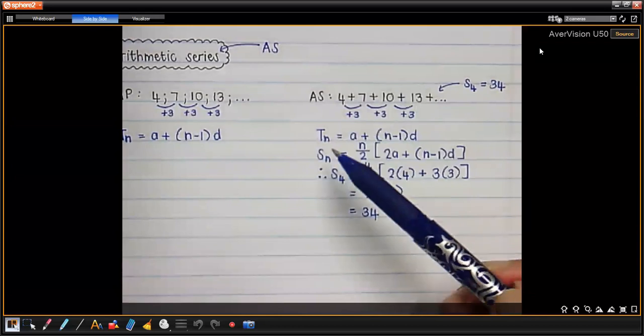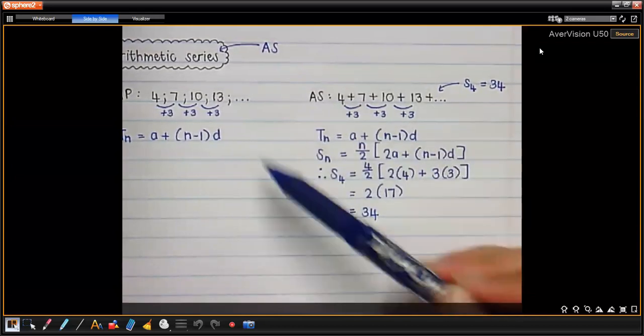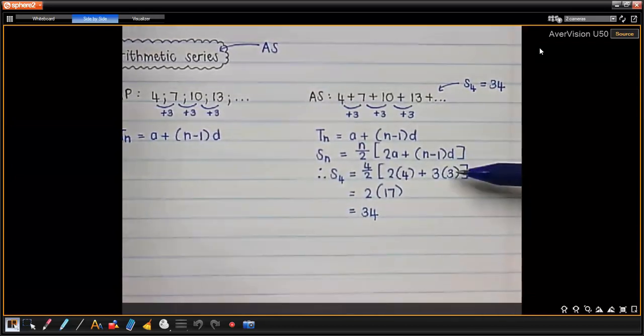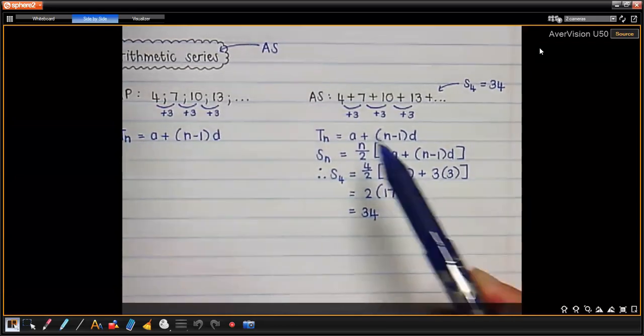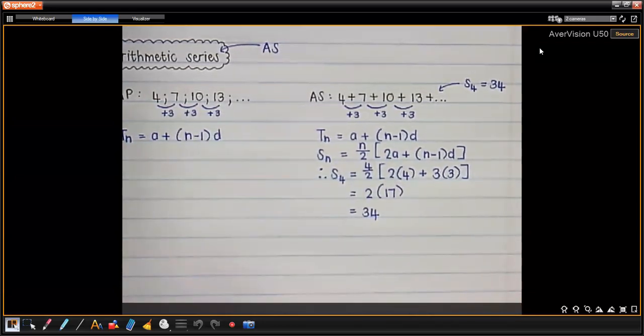So all of the variables that we learned with the term formula still apply to the sum formula. n is still the number of terms, a is still the first term, and d is still the constant difference. Now we're just adding something to it. Instead of just finding terms, we can now find the sum when we add some of those terms together. This sum formula only works from term 1 to however many. It is not going to give you the sum from term 10 to term 20. It has to be term 1 to term 4 in this case.